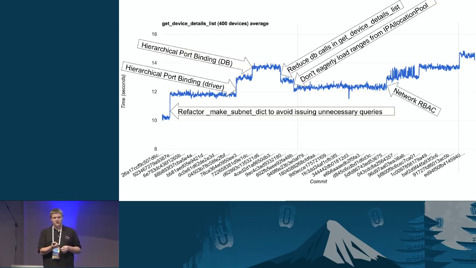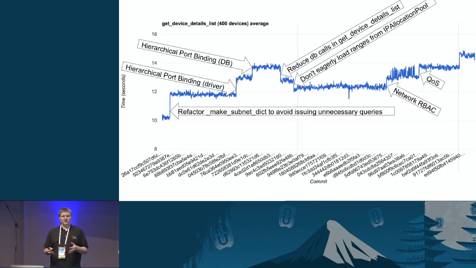And this jump here, this one was my fault from the network RBAC work that I was doing, which resulted in a new lookup to another table, so that resulted in a 2-second jump. This is something we'll have to come back and optimize, because from the agent's perspective, it doesn't care about role-based access control at all.